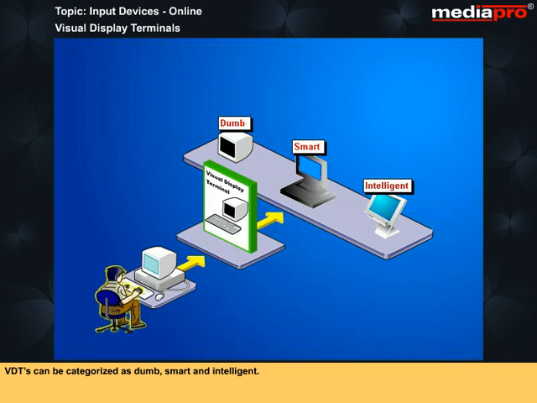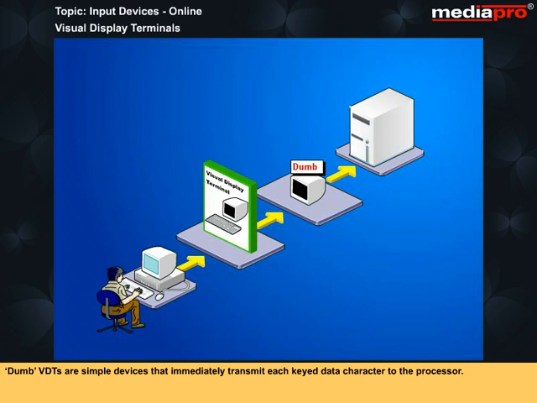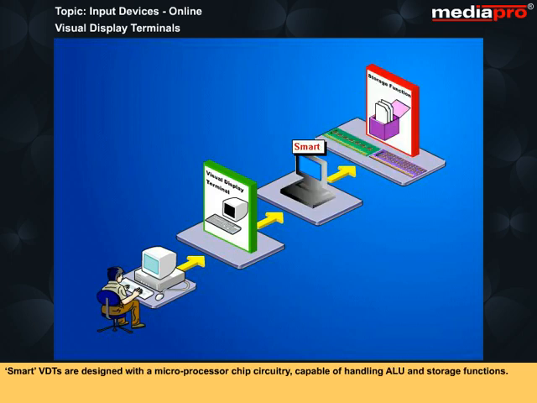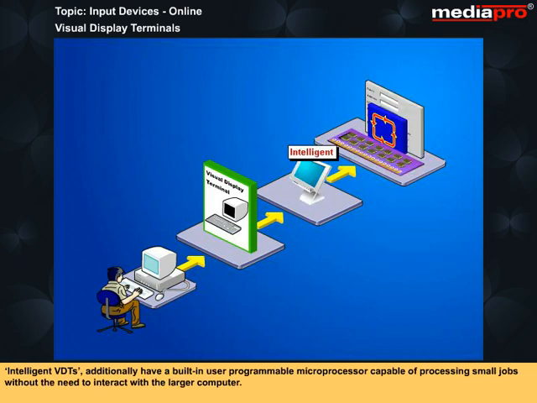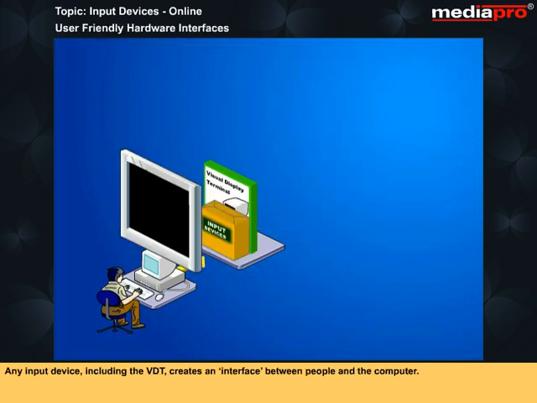VDTs can be categorized as dumb, smart, and intelligent. Dumb VDTs are simple devices that immediately transmit each key data character to the processor. Smart VDTs are designed with a microprocessor chip circuitry capable of handling ALU and storage functions. Intelligent VDTs additionally have a built-in user programmable microprocessor capable of processing small jobs without the need to interact with a larger computer. Any input device, including the VDT, creates an interface between people and the computer.